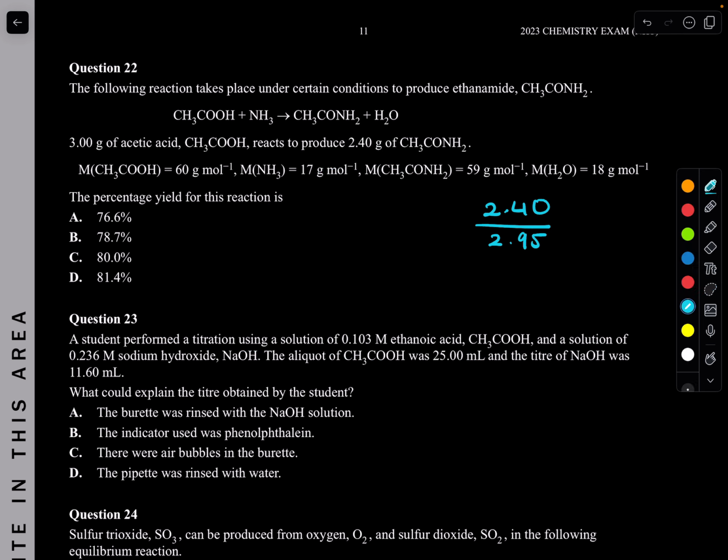Now multiply this by 100 to get the percentage yield. So 2.4 divided by 2.95, times 100, we get 81.4 basically. Easy.